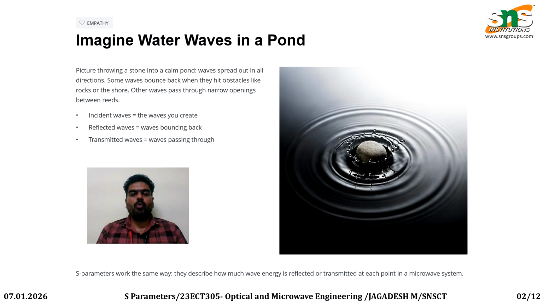Imagine a water wave in a pond. What happens when you throw a single small stone? It will create some ripples. This is called scattering. According to scattering, there will be an incident wave, a reflected wave, and a transmitted wave. Incident wave means the waves you create, reflected wave means the waves bounce back, and transmitted wave means the waves passing through. This is an imagination to understand the S parameter.